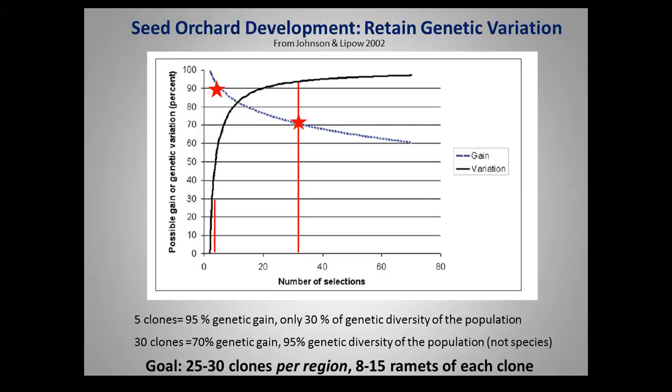So in each region, we want to get 25 or 30 resistant clones. We propagate 8 to 15 copies, or ramets, of each of those clones. And whenever possible, it's good to have a second replication of your seed orchard at another site, because you never know if something else is going to happen. We actually had a tornado hit one of our plantings. It was an ash planting, but it's always good to have replication, which also allows you to assess how they're doing even in different growing environments.